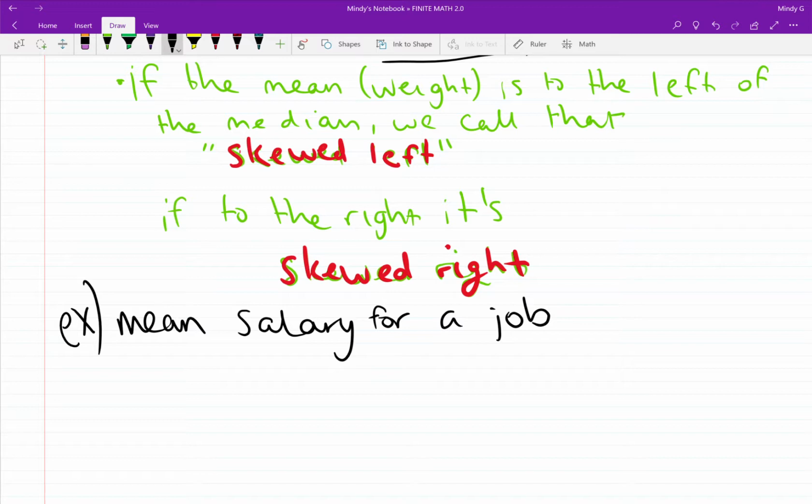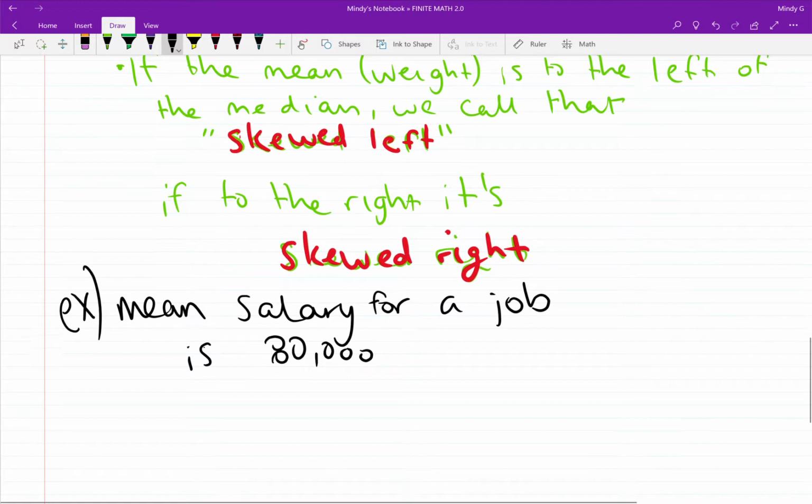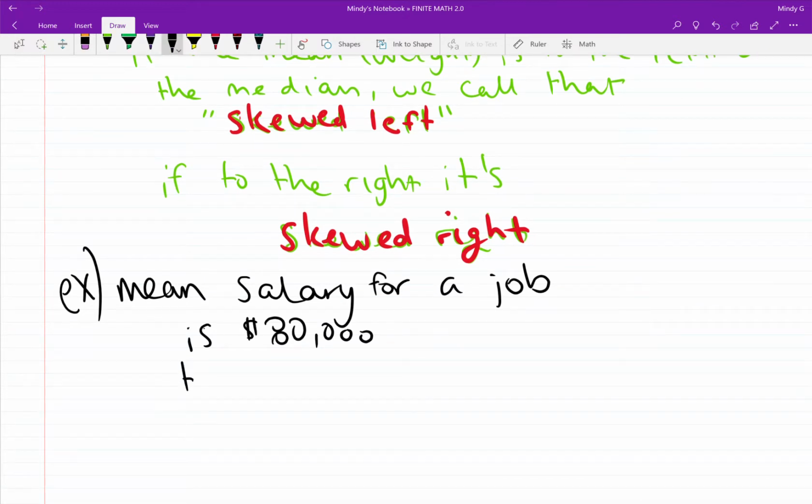All right, so let's say the mean salary is $80,000. The median is the very center value. So I line up all the salaries for this company, right? This one makes 20, this one makes 25, this one makes 50, and I line them all up. The very center value is $63,000.